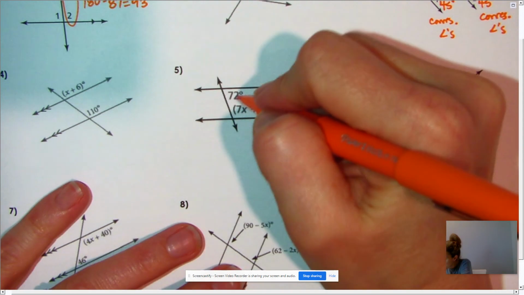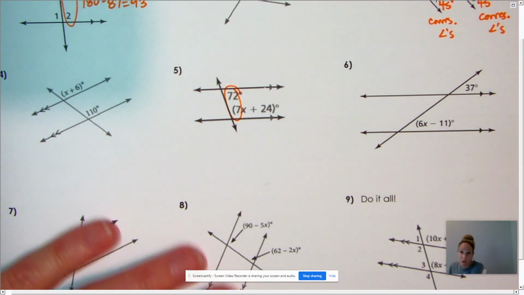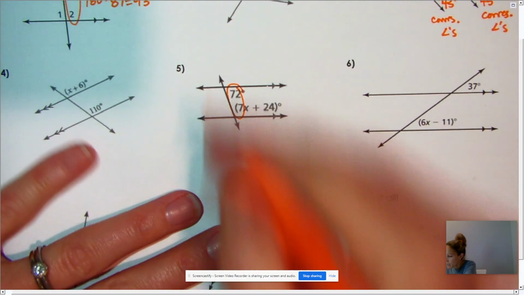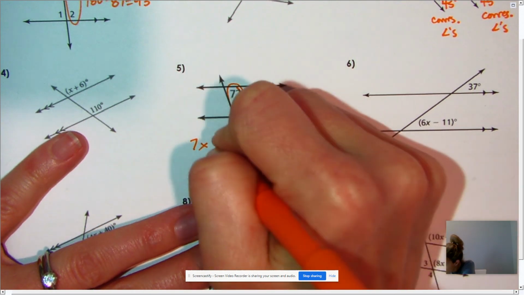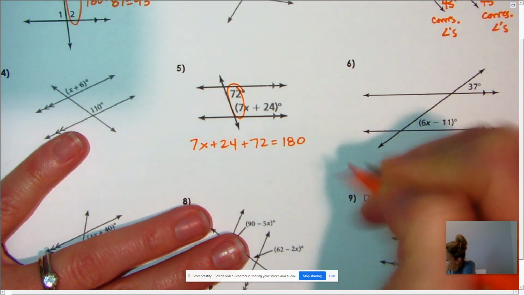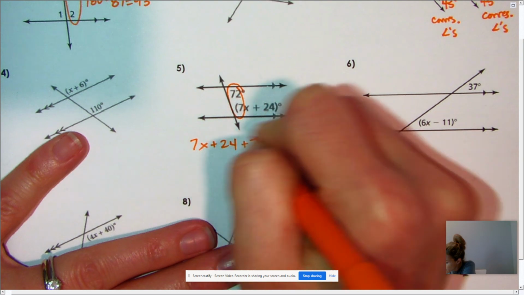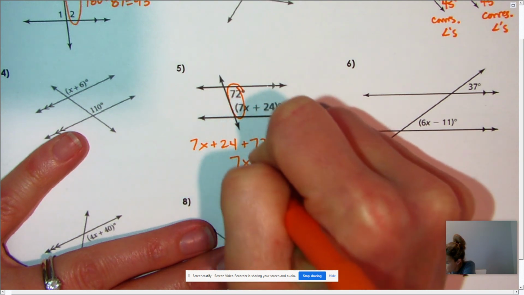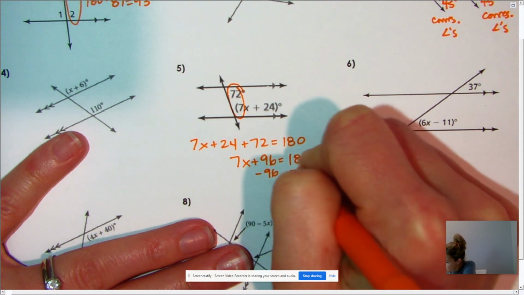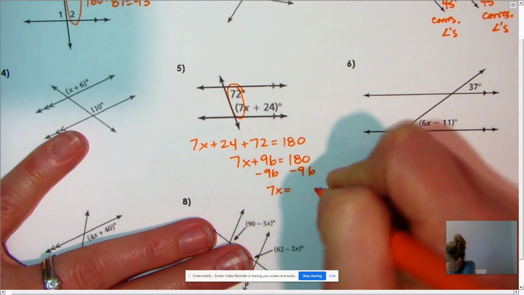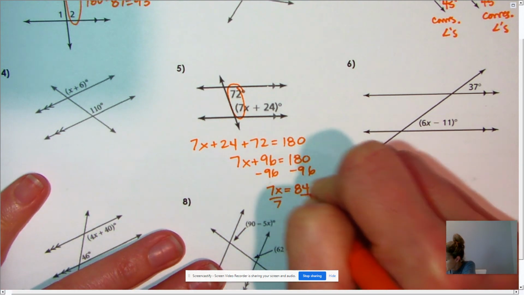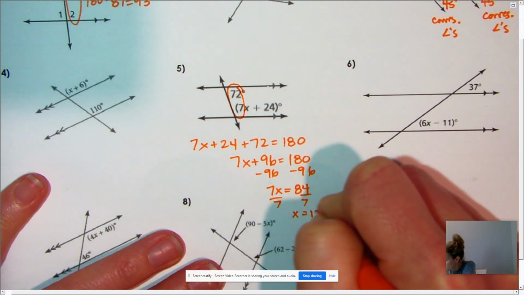Remember, when it's a same side interior, when they're both in between and they're on the same side of the transversal, they add to make 180. So I'm going to go 7x plus 24 plus 72 equals 180. So I'm going to add those up. So that makes 96. So 7x plus 96 equals 180. I'm going to subtract 96 on both sides. So I get 7x is equal to 84. And then divide by 7, so x is equal to 12.